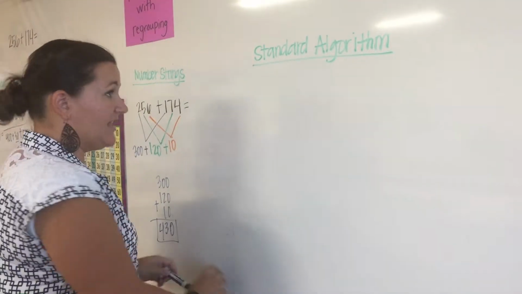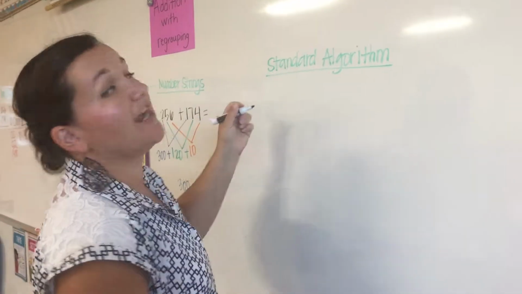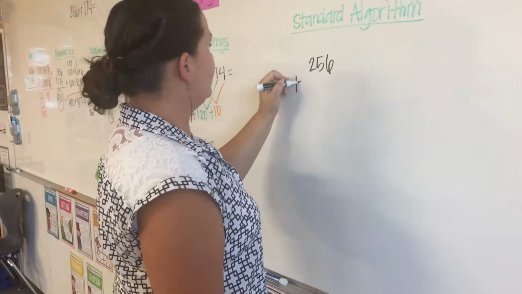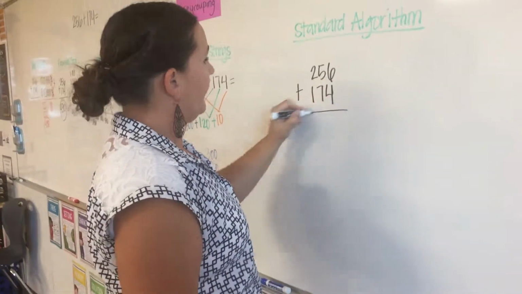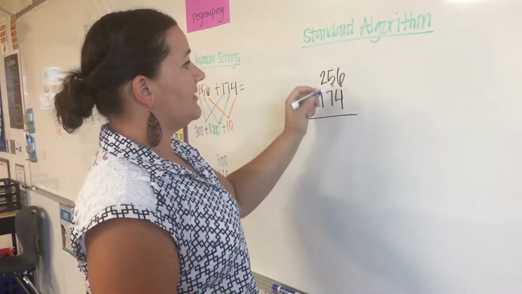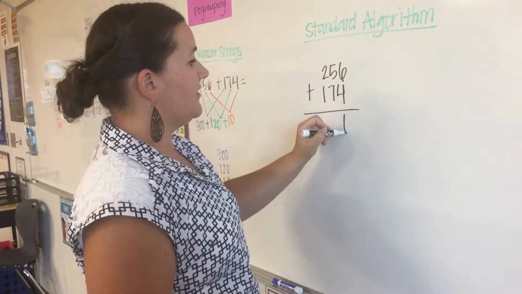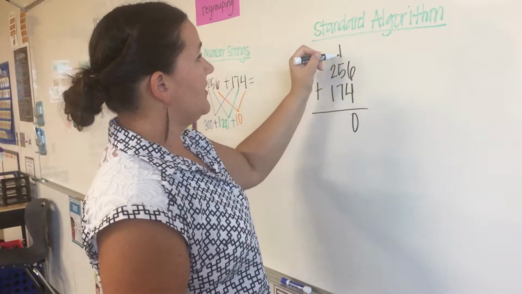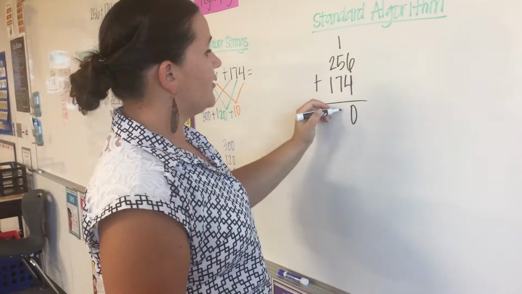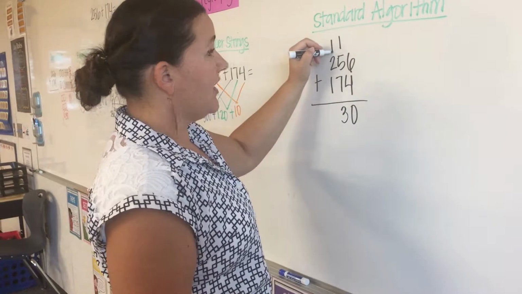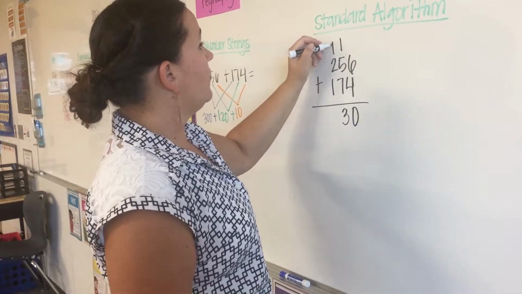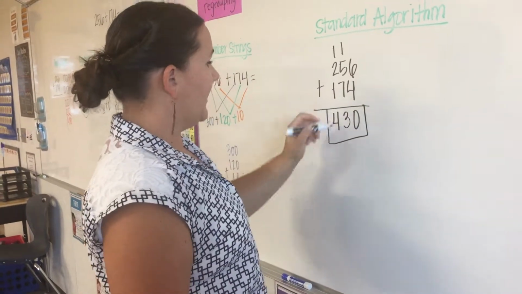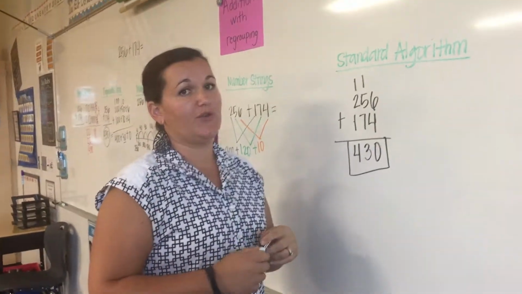Last strategy. Thank you, Miss Bigler. 256 plus 174. Add down my ones column. 6 plus 4 is 10. Placeholder 0, regroup my 10. 10 plus 50 plus 70 is 130. 3 tens and 100, regroup my 100. 100 plus 200 plus 100 is 400. I again get an answer of 430.